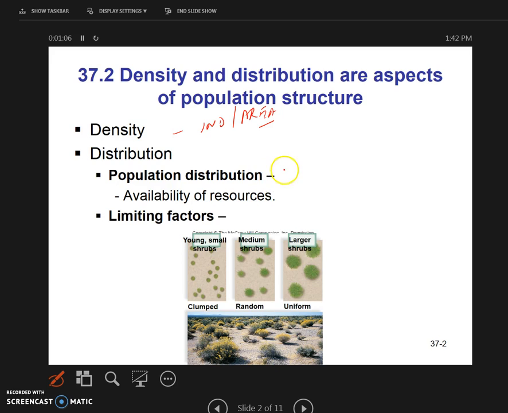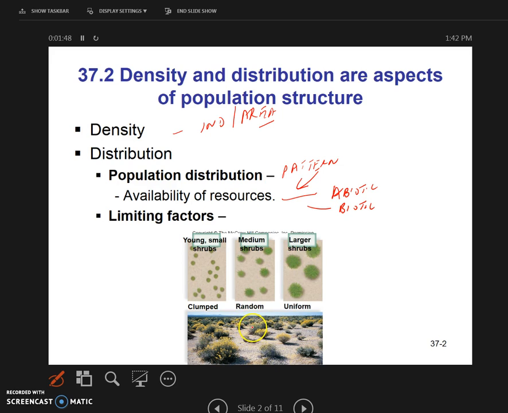And of course this pattern is going to be dependent upon what? On the availability of resources, which could be what? Living or abiotic and biotic. Okay. There are also something called limiting factors. These are the environmental aspects that particularly determine where the organism lives. So of course the patterns that you can see, you could see clumped, you could see random, you could see uniform, and then finally you could see a range.